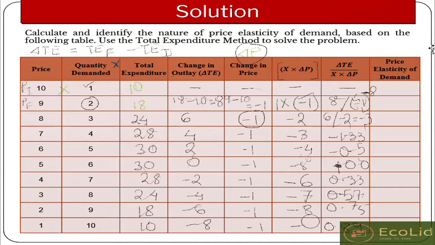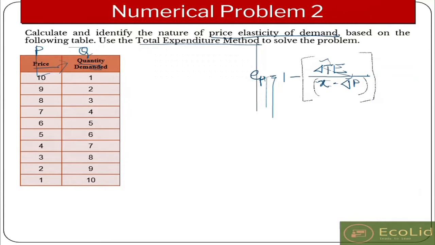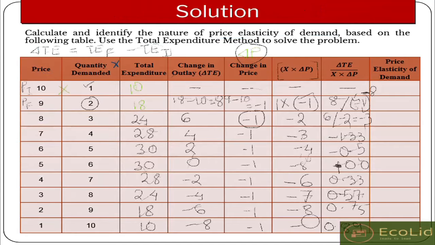Now we will calculate the price elasticity of demand. So let us again look at the formula. What is the formula? Formula here is 1 minus this ratio that already we have calculated. So just we will deduct this value from 1. So 1 minus of minus 8, correct? So minus into minus, it will be plus, so 1 plus 8. So the value of the price elasticity for the second case is 9.